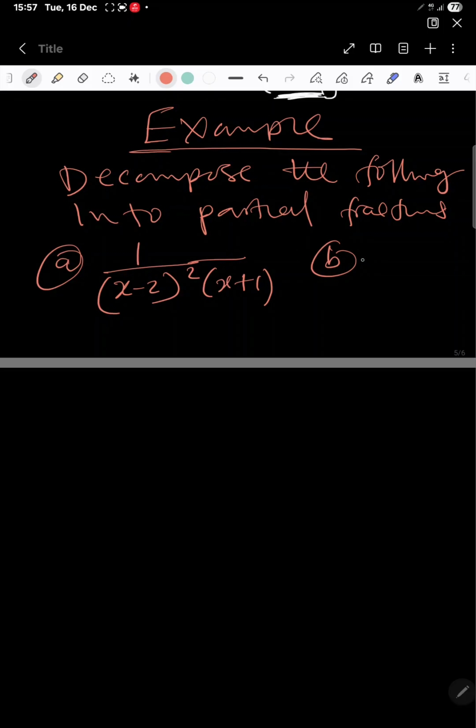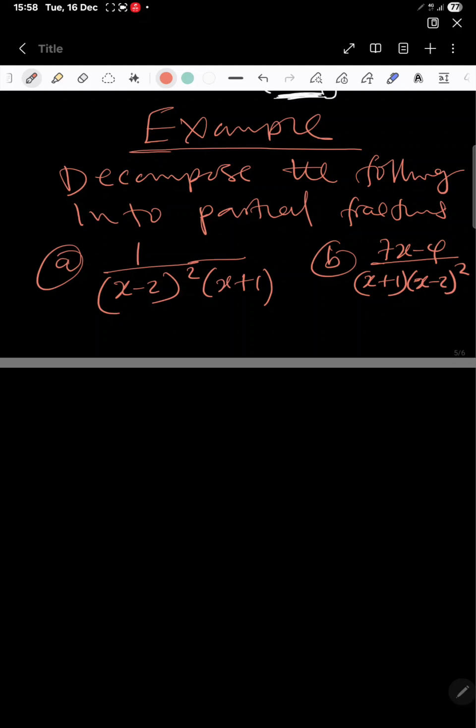The second one is, let me also write another one here. So another one that we're going to have is 7x minus 4 over x plus 1 and x minus 2 squared. So these two are repeated linear factors. When we say it is repeated, meaning that it has power 2. That's what we mean by repeated linear factor.